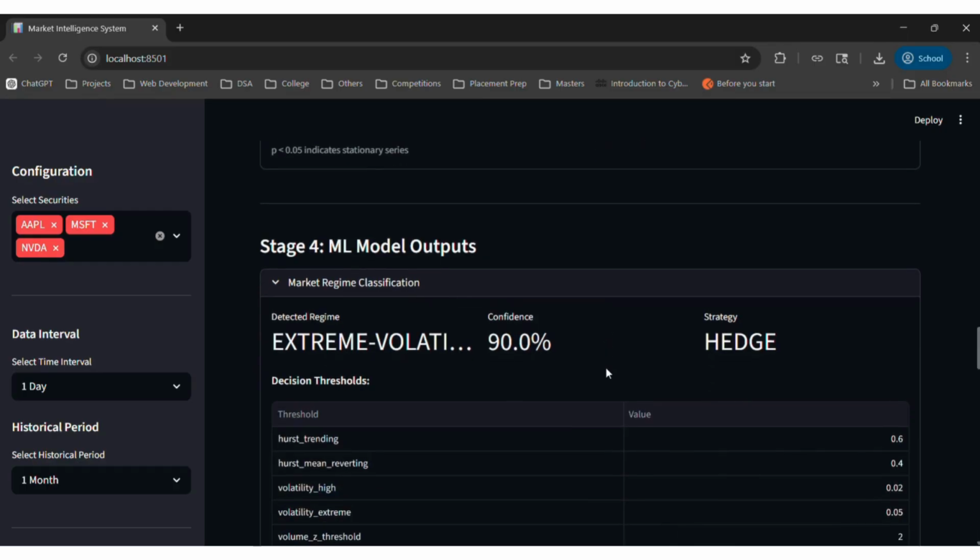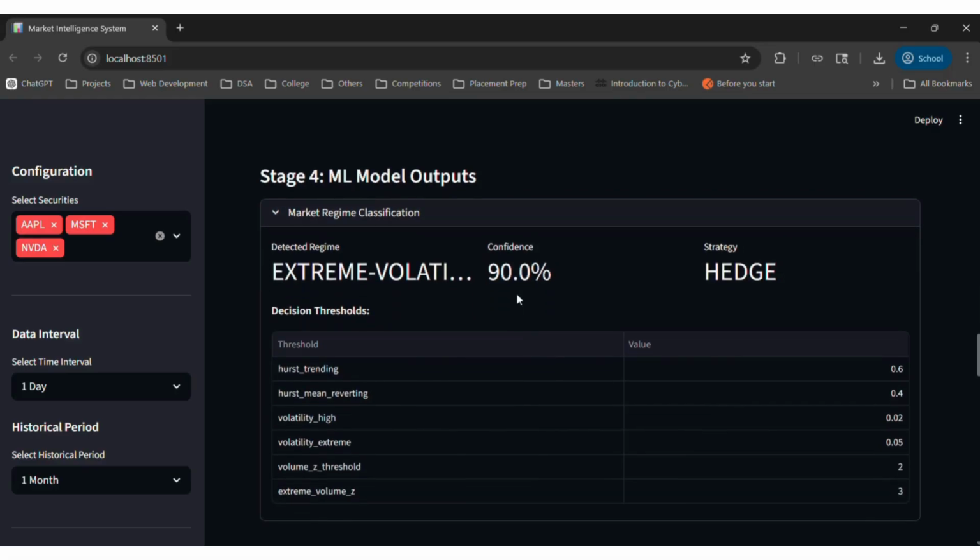Market regime detection. Using statistical measures, we classify the market into different regimes. We apply threshold-based logic on Hurst exponent, volatility, volume Z score. Example interpretation: high Hurst is a trending market, low Hurst means a mean reverting market. High volatility means risky conditions, high volume Z score means anomaly. Why this is important? Most systems ignore market context, but in reality, strategies must change with conditions. This makes the system context aware, more realistic, more reliable.